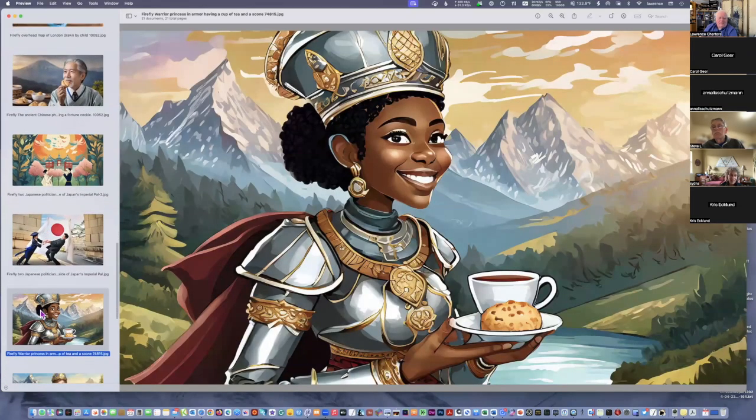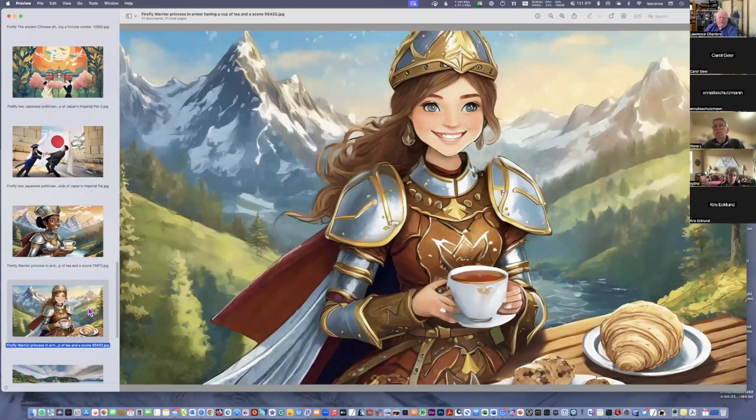And then I said I wanted a warrior princess in armor having a cup of tea and a scone. So this is a different warrior princess. She's not a Japanese princess. She's just a warrior princess having a cup of tea and a scone. That's not bad. And this is another warrior princess having a cup of tea and a scone.